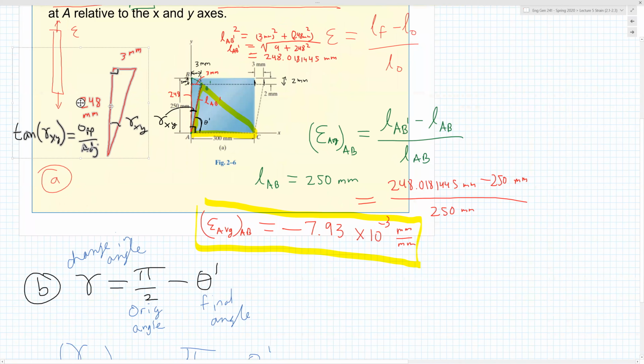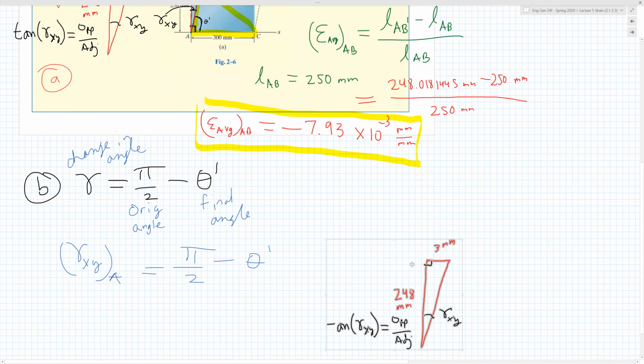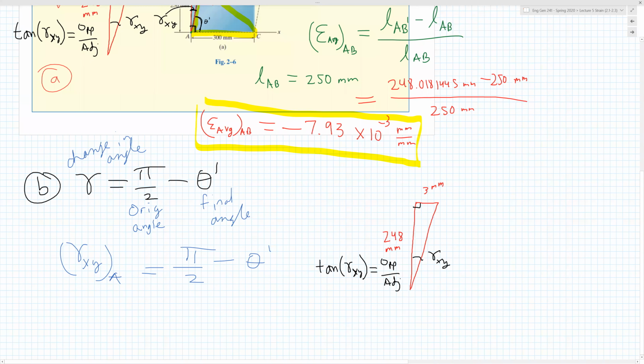Okay, let me move this down. So what is the opposite value? So tangent of gamma xy. Make sure your calculators are in degree and radian mode, okay? Opposite, 3. Adjacent, 248.